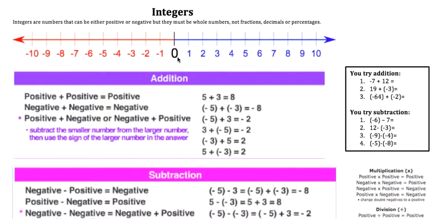Here we've got a number line of all of the different integers from -10 all the way up to +10. All of these numbers here would be considered integers.